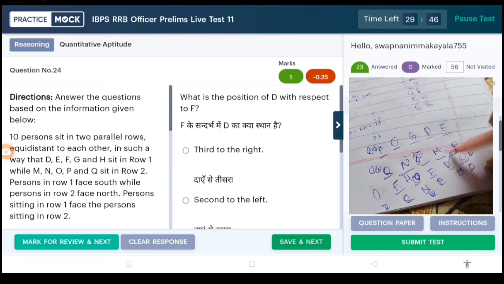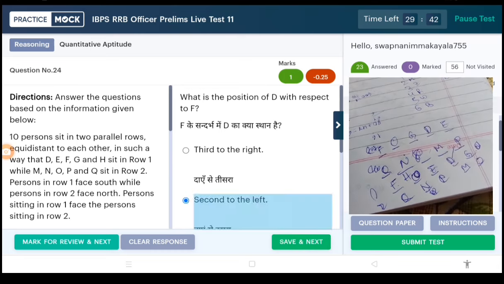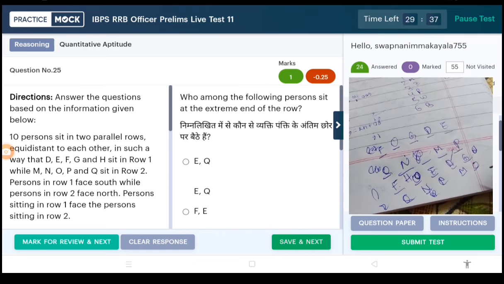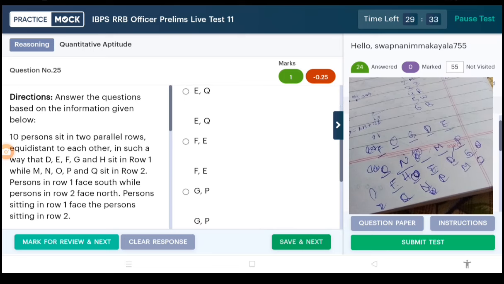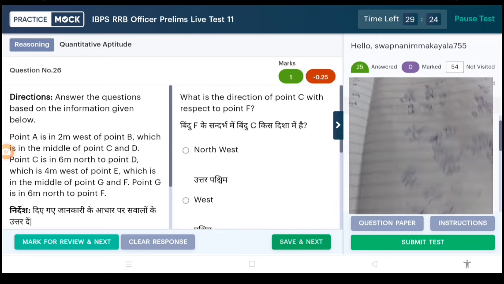What is the position of D with respect to the F? Third to the left. So F, G, Q and the O. Next one.